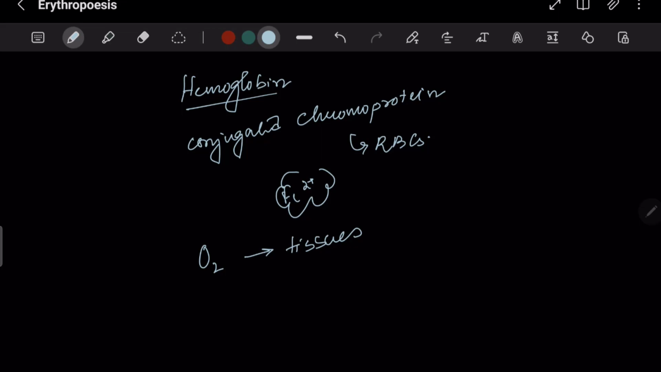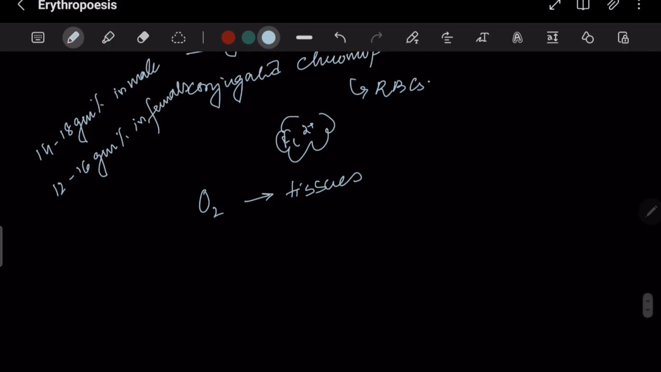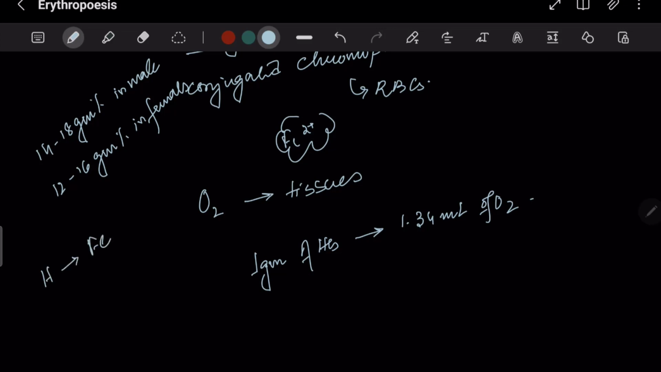Talking about the normal level of hemoglobin, it is around 14 to 18 gram percent in males and around 12 to 16 gram percent in females. The oxygen carrying capacity of hemoglobin is that 1 gram of hemoglobin carries around 1.34 milliliter of oxygen. Hemoglobin is made up of heme and globin. Heme consists of iron. There are 4 globin chains, 2 alpha chains and 2 beta chains in adult hemoglobin.